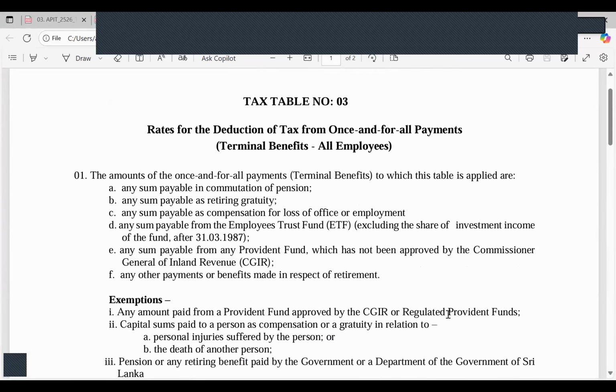Okay, this is table 3. Table 3 is for once and for all payment. Once and for all payment. What is the meaning of that? Terminal benefits. Once and for all payments means terminal benefits.